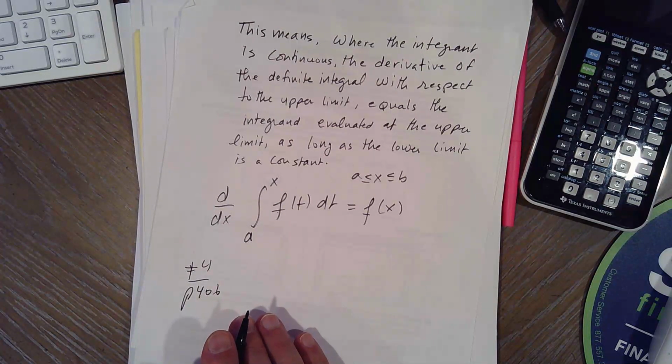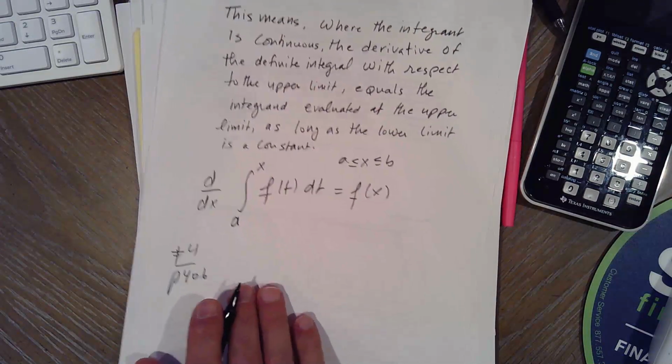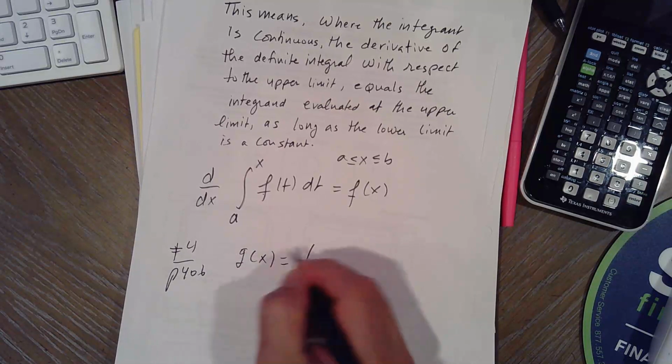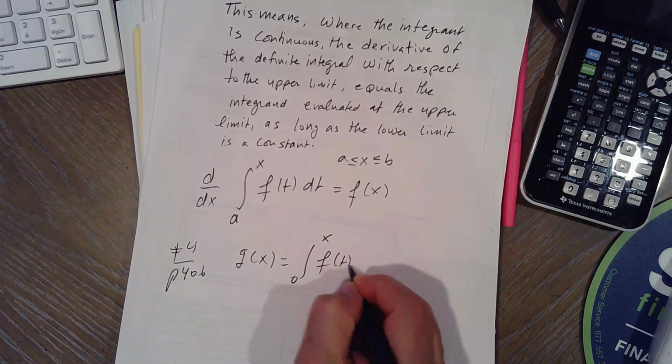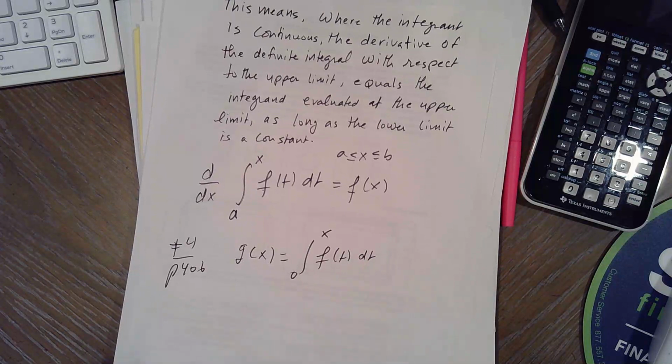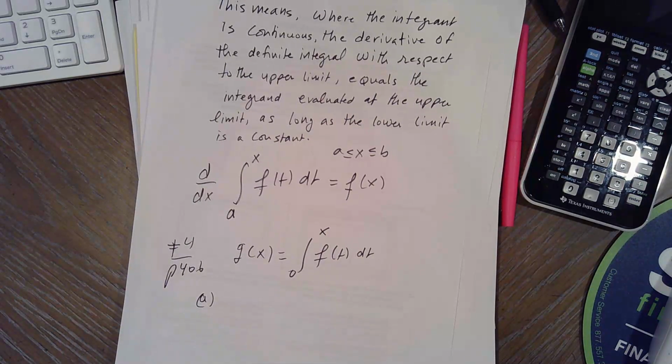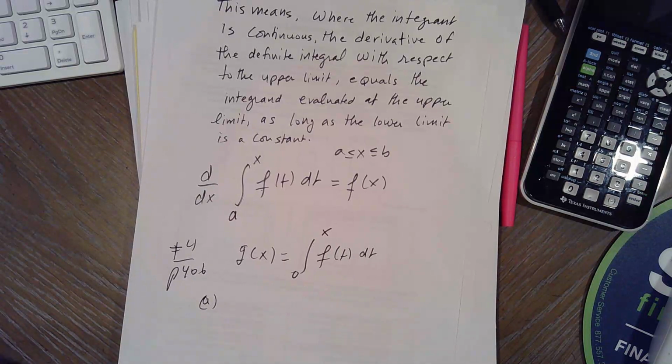Let's look at number 4, page 406. It says that g of x equals the integral from 0 to x of f of t dt, where f is a function whose graph is shown in the book, at the bottom of page 406. You all need to be looking at that. Part A: use part 1 of the fundamental theorem of calculus to graph g prime.